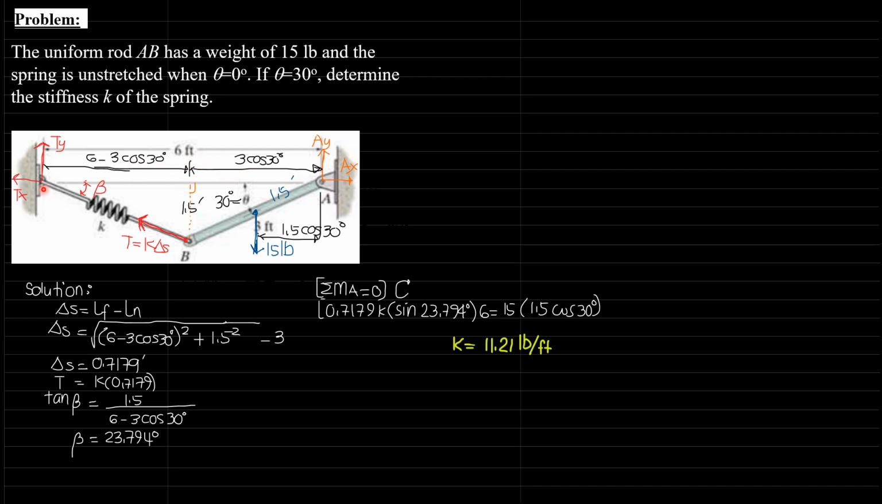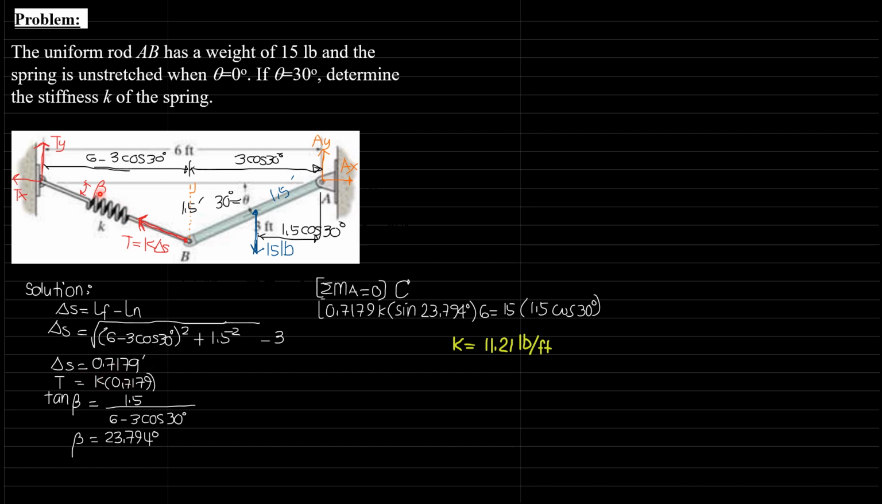So we can now compute the final length of the spring. So delta S is L final minus L natural. Delta S is the square root of quantity 6 minus 3 cosine 30 degrees squared plus 1.5 squared, then minus the natural length of the spring, which is 3 feet. So delta S is 0.7179 of a foot. Therefore the tension is the spring constant times that delta S.